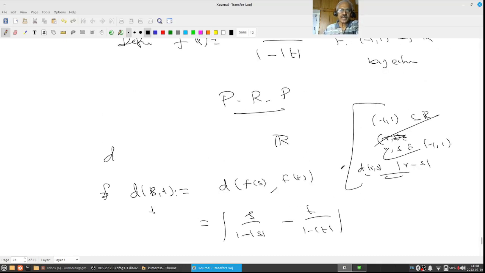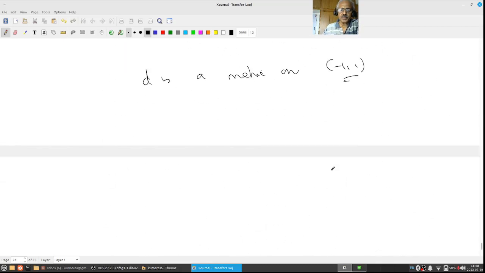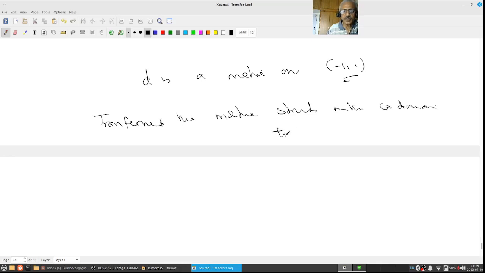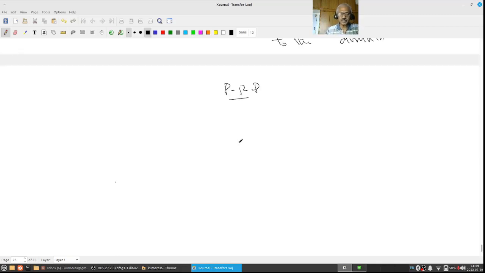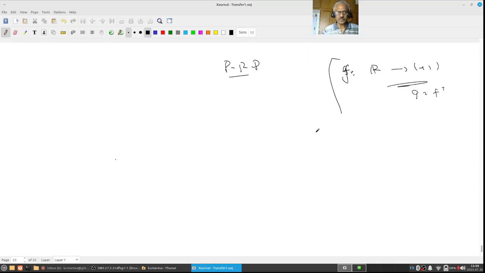So what did I do? We transferred the metric structure on the codomain to the domain. Pause, review, proceed. We are going the other way around today. I could also do it the other way, by constructing the inverse of that: g from R to minus 1 to plus 1, where g is f inverse. I can do that also. But I want you to think the other way around also. Are you following what I am saying?